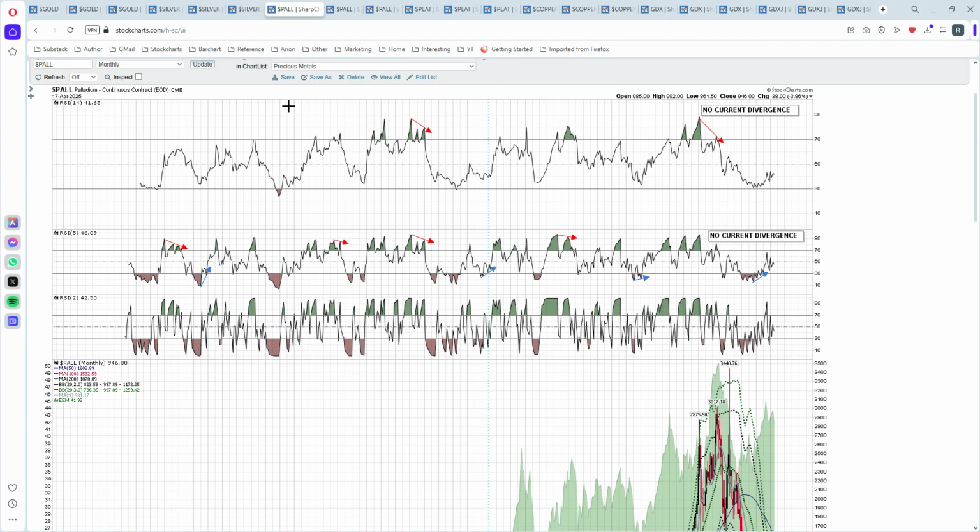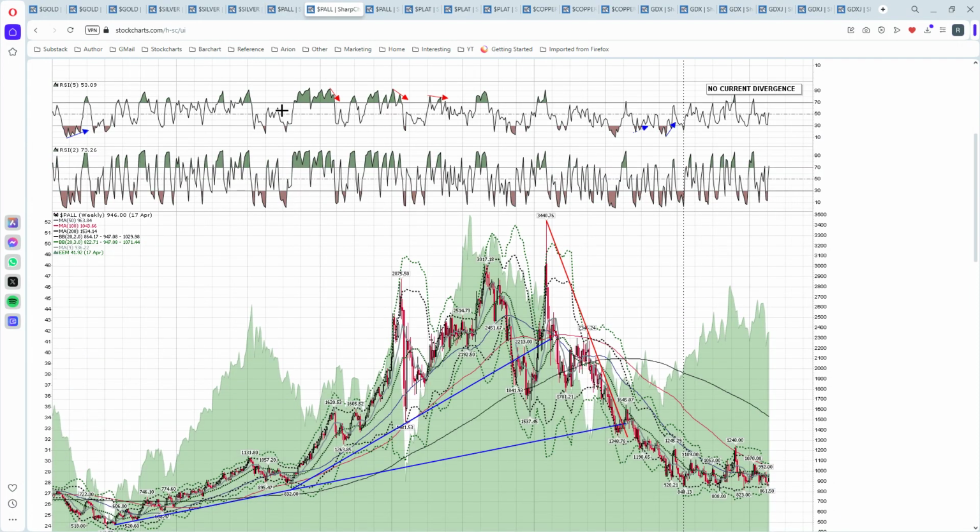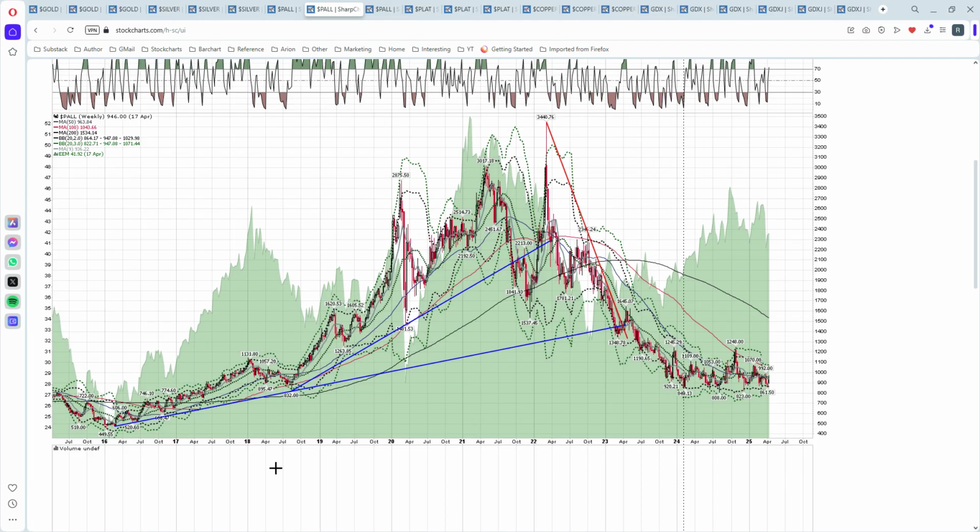All right, looking at palladium. Now, palladium on the monthly chart, not a lot to say apart from we had a buy signal, and that's made target already, and then come off from that. On the weekly chart, no current divergence. Obviously, we haven't come down to historic lows here, but we've come down an awful lot from this high here at 34.40.